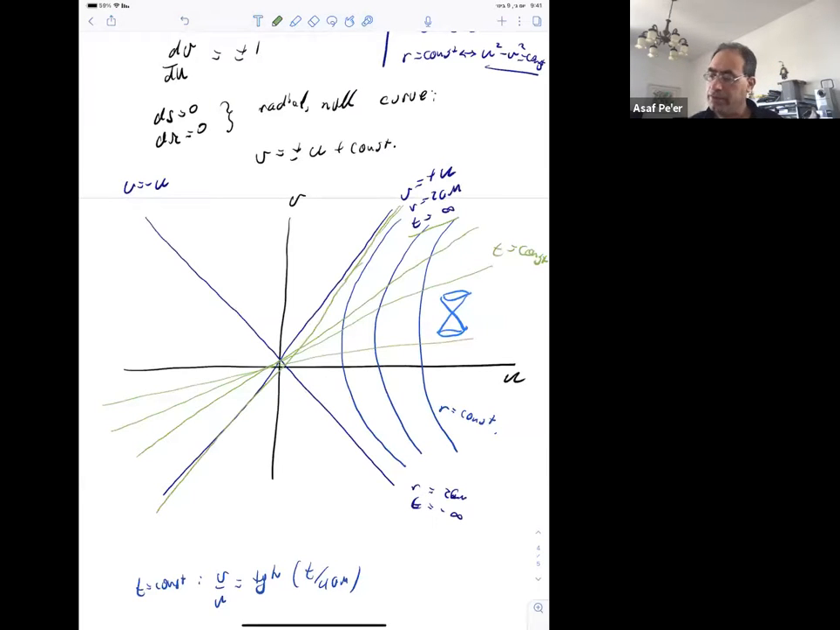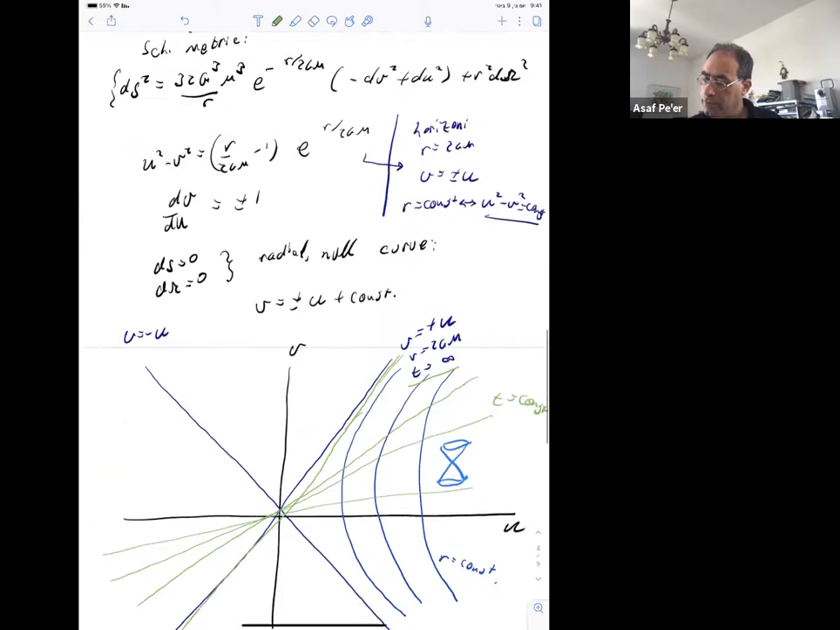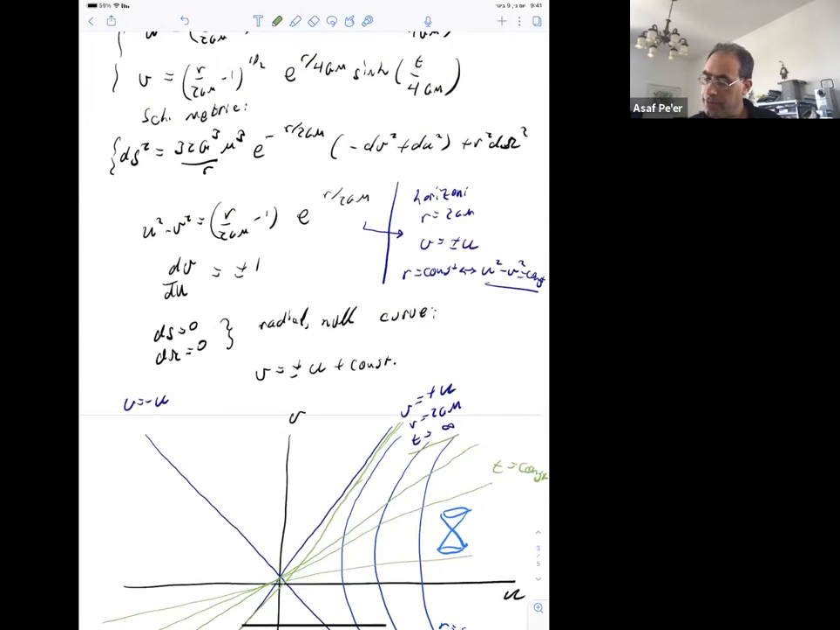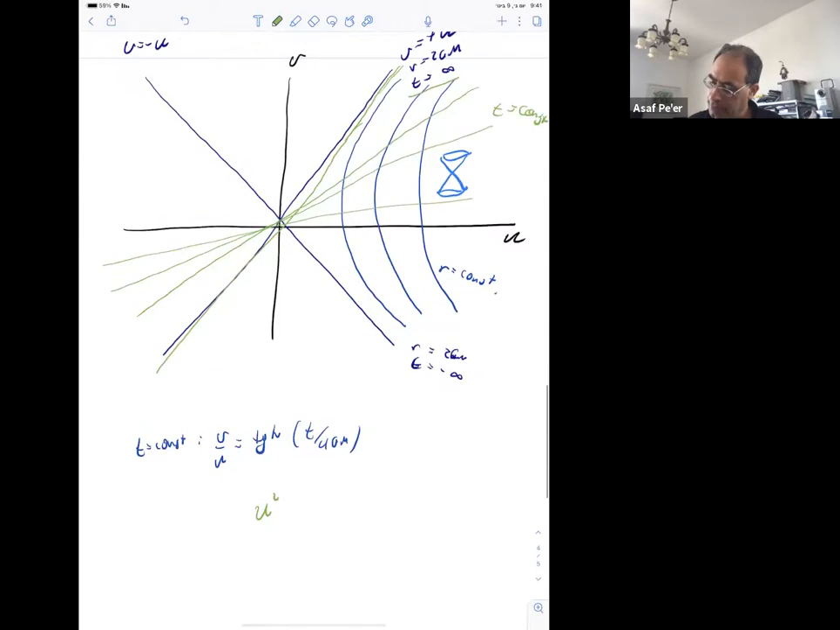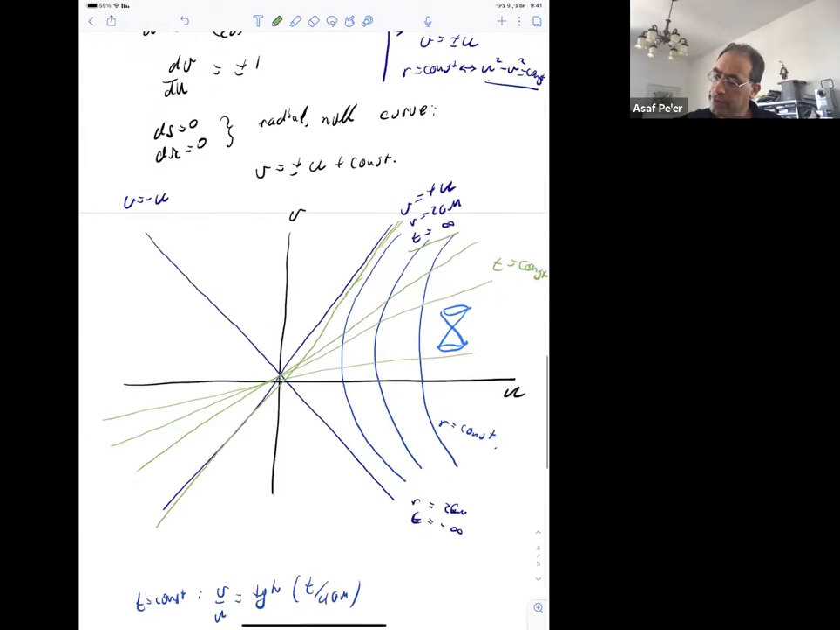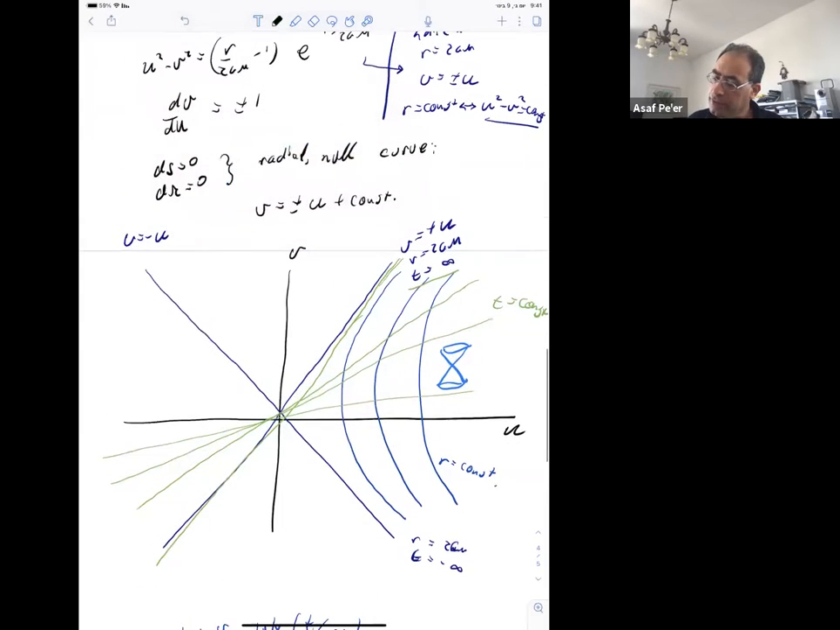The singularity, right, is r equal to 0. So when r is equal to 0, that means that v squared is smaller than u squared plus 1. So you have it, u goes between minus infinity and plus infinity, and v squared has to be smaller than u squared plus 1. So the r equal to 0 surface is this.